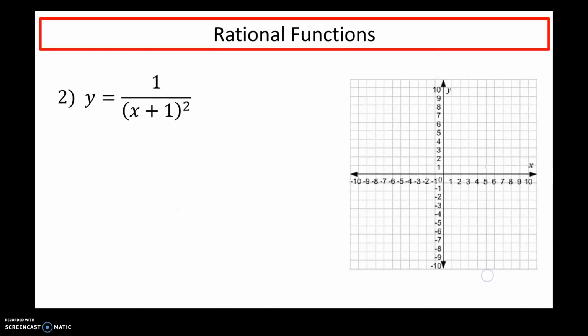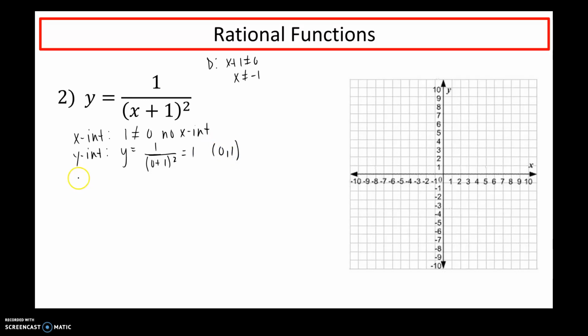Let's do another one. 1 over x plus 1 quantity squared. Okay, domain, denominator cannot equal 0, so x cannot equal negative 1. Okay, my x-intercept, if I set my numerator equal to 0, that's not a true statement, so there's no x-intercepts. For my y-intercept, I solve for y when x is equal to 0. So my y-intercept is going to be positive 1. Okay, so 0, 1 is going to be a point that I plot.